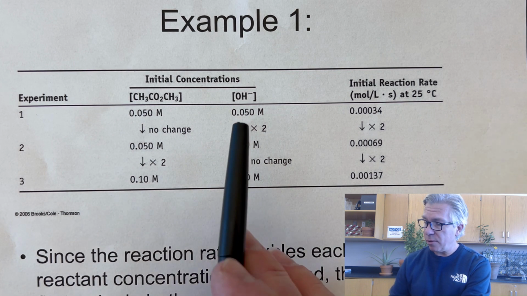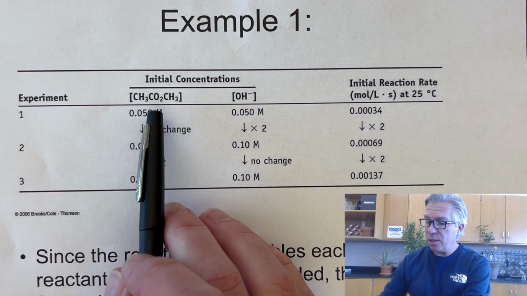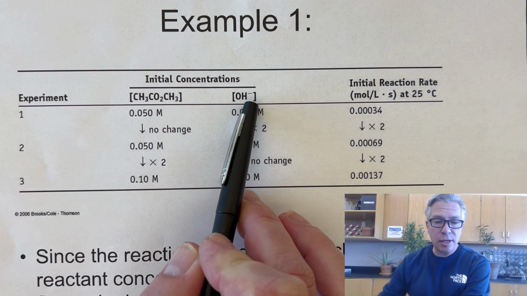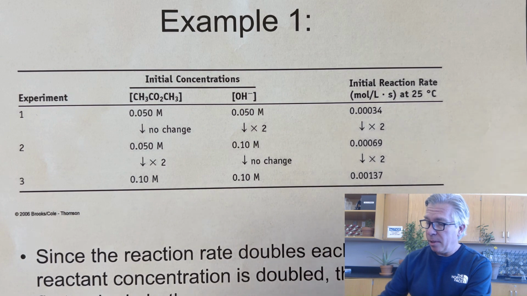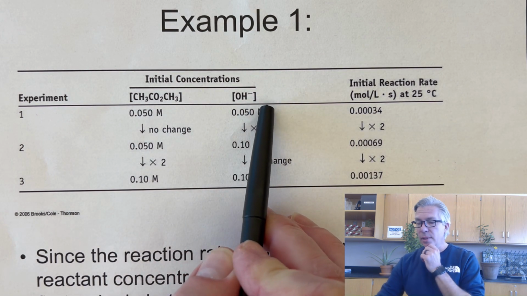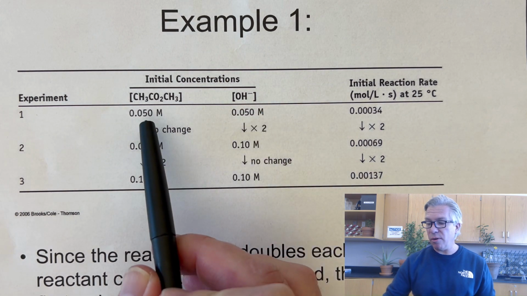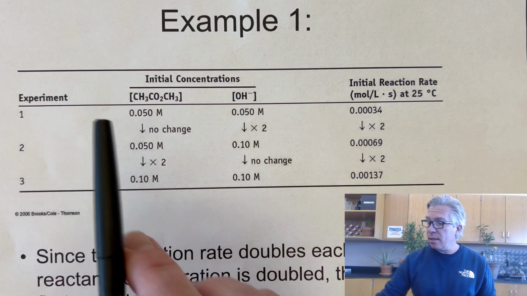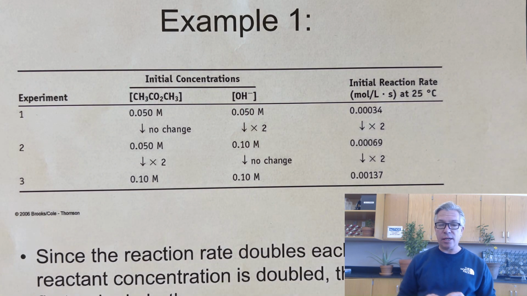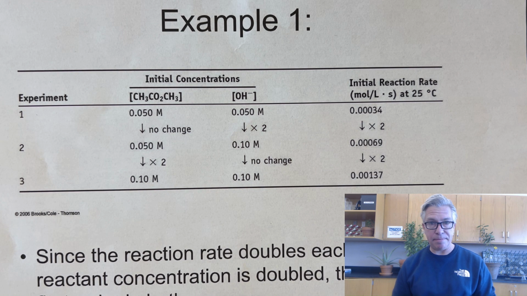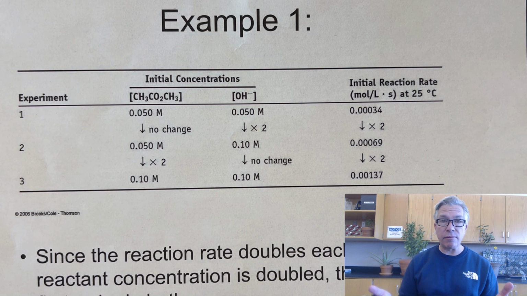For example, say there was a reaction between this molecule and some OH ions. At this point, I'm just going to ignore what the products might be, but let's say that those are reacting. Let's say my initial concentrations are 0.05 and 0.05 in experiment number 1, and that I find the rate of reaction, the initial rate, this is called the method of initial rates, is 0.00034 moles per liter per second. Okay, great. That's good information.